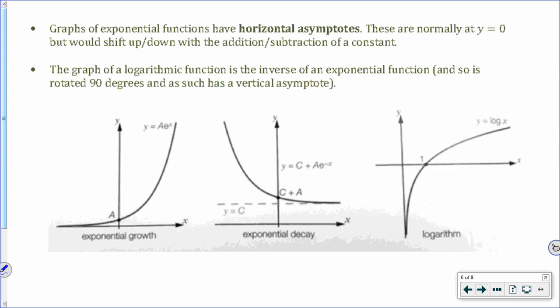So properties of functions that we need to know, logarithmic functions and exponential functions. Exponential functions have a horizontal asymptote, so they reach a floor or a ceiling. And then logarithmic functions are the inverse of those. It's like a rotation of 90 degrees. So they have a vertical asymptote, where an exponential function would have a horizontal asymptote. Let's see what we need to do with those in some questions.